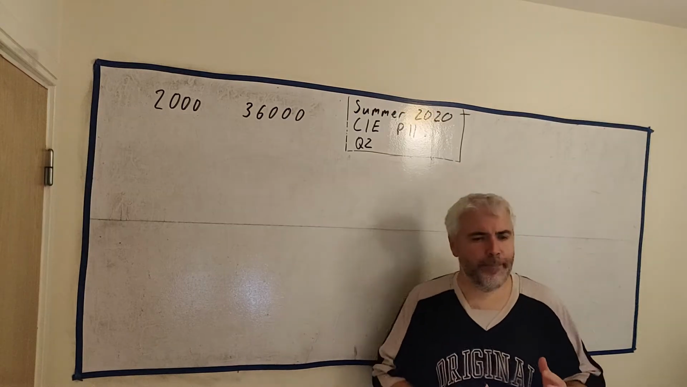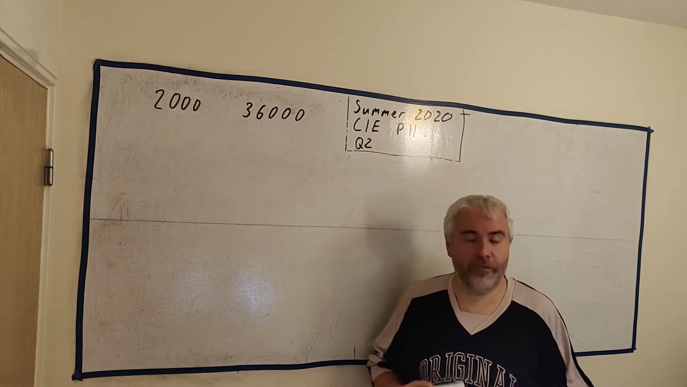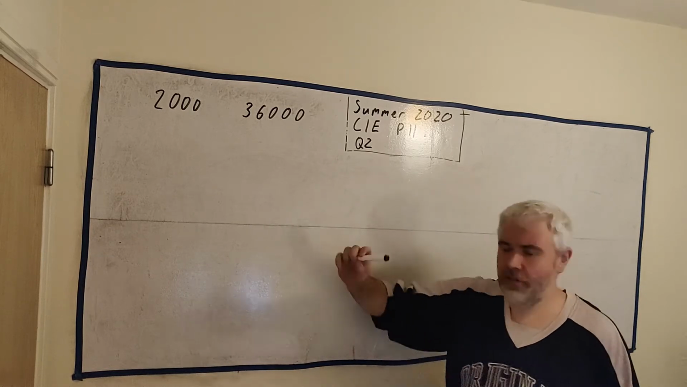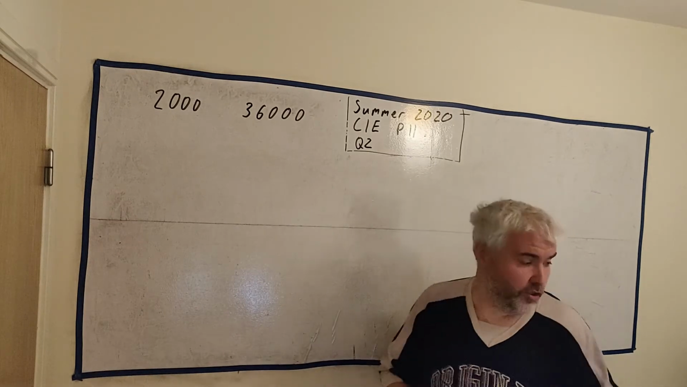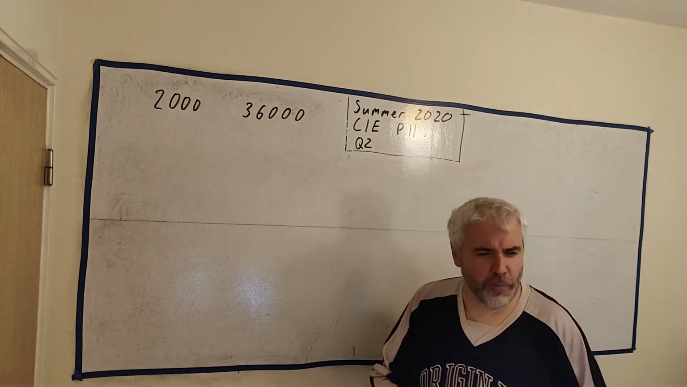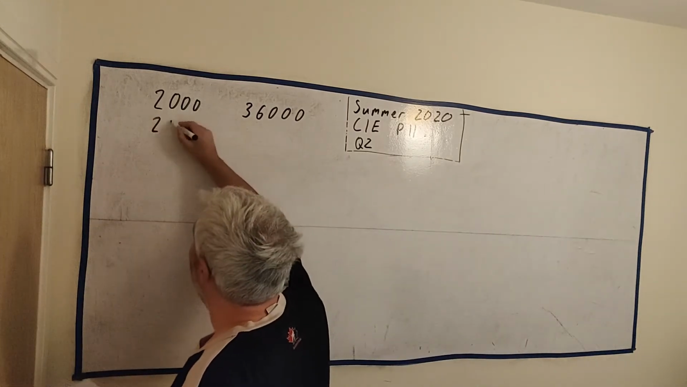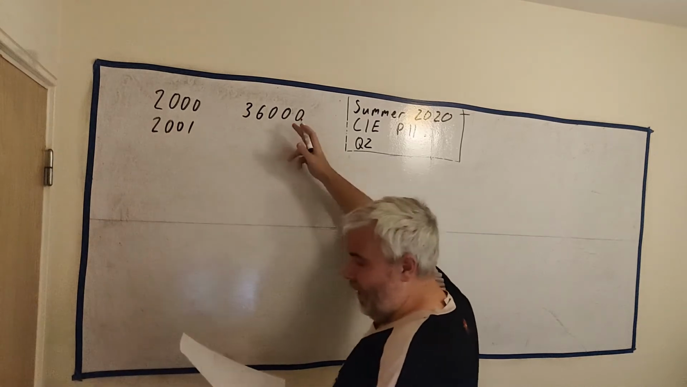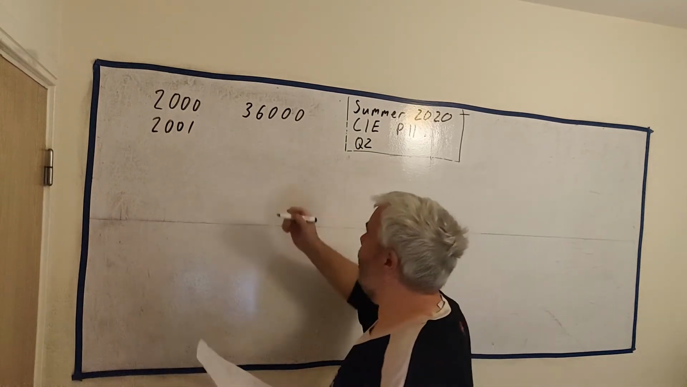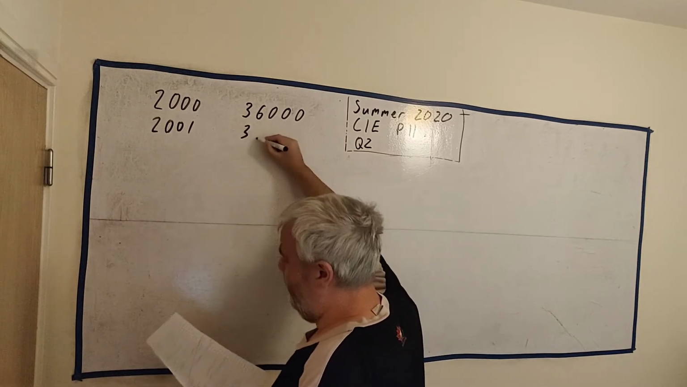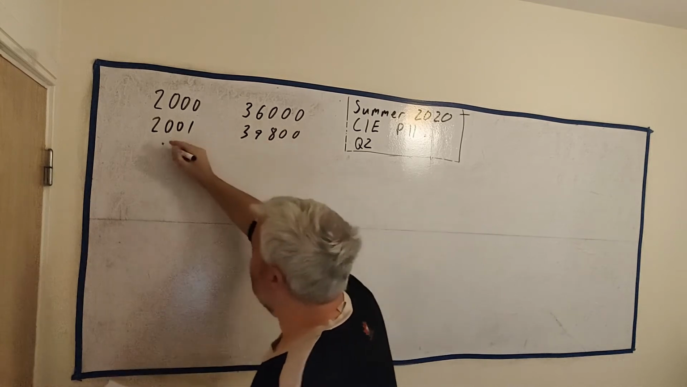This question is about a necklace that's for sale, and it goes up in value 5% every year. It tells us in the year 2000 it is worth 36,000. So if it goes up in value every year, just to get a little bit of an idea here, we can write down what happens next year and multiply this by 1.05. If we multiply by that, we would get 37,800.